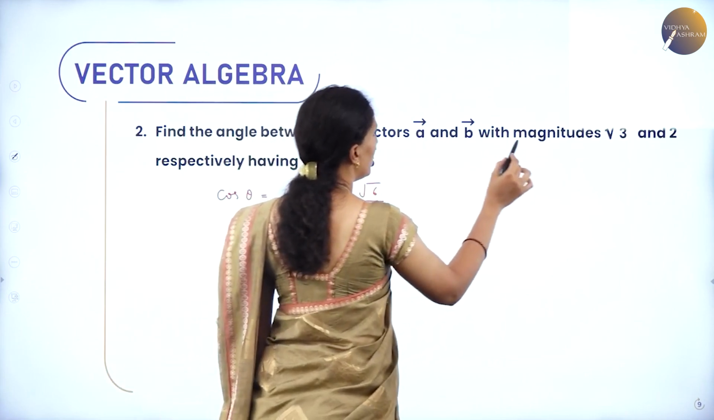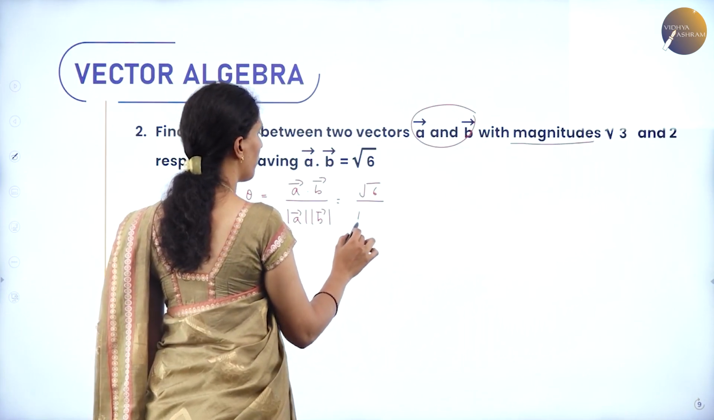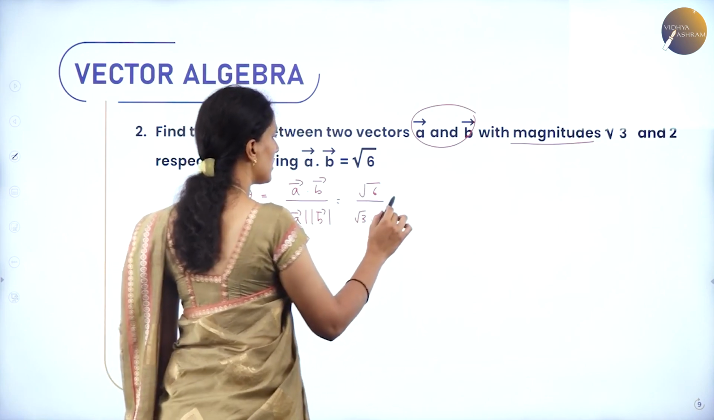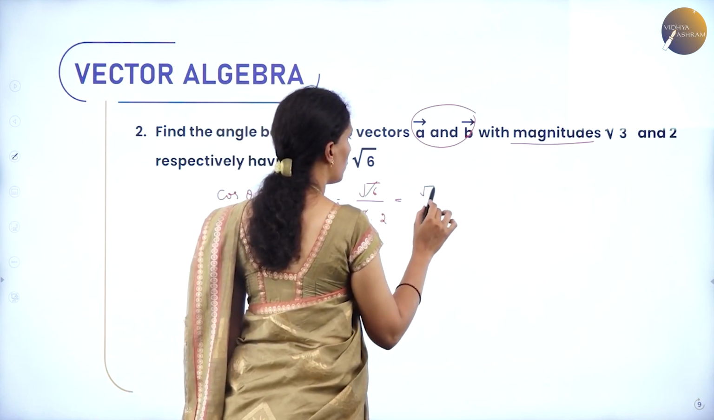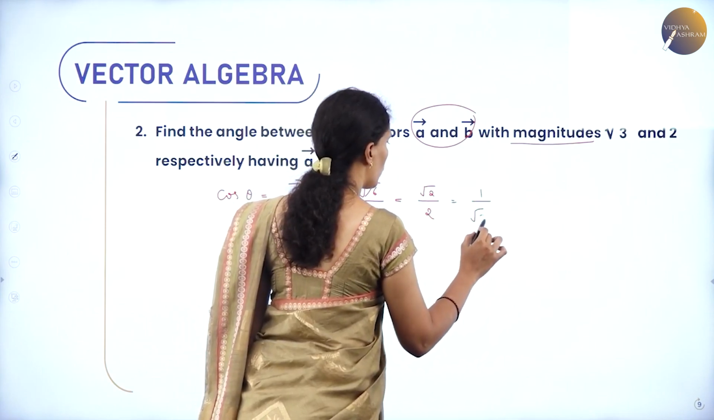Here the magnitudes of vectors A and B are given. The magnitude of A is root 3 and B is 2. When you cancel this root 6, you will get root 2 divided by 2, which is nothing but 1 by root 2.